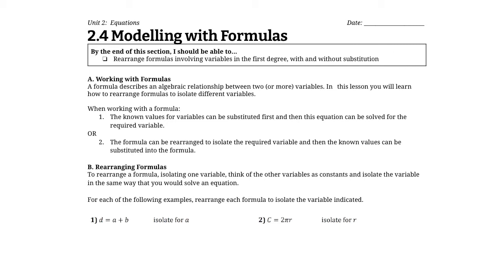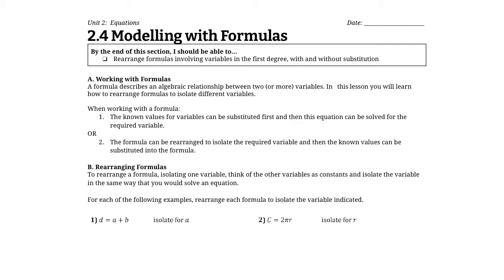Now, when you're working with a formula, there are two different ways that you could approach it. The first way is looking at the known values for variables, which are usually given to you in a word problem or question. You could substitute or plug those numbers in first into their appropriate locations, and then simply solve the equation like you normally would for whatever variable you're looking for.